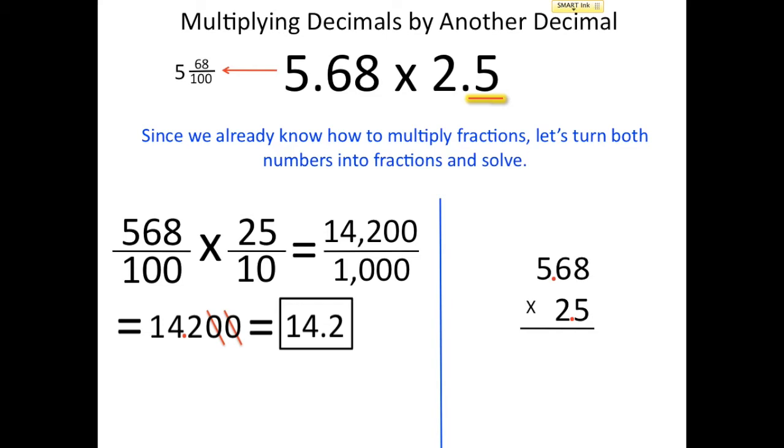When I start solving this problem, I'm going to ignore the decimal places. I'm going to ignore the decimal points and solve the problem as though they were whole numbers. We'll worry about the decimal points later. In multiplication, you don't align the decimal points. You just set the problem up like you see here. I'm going to multiply.